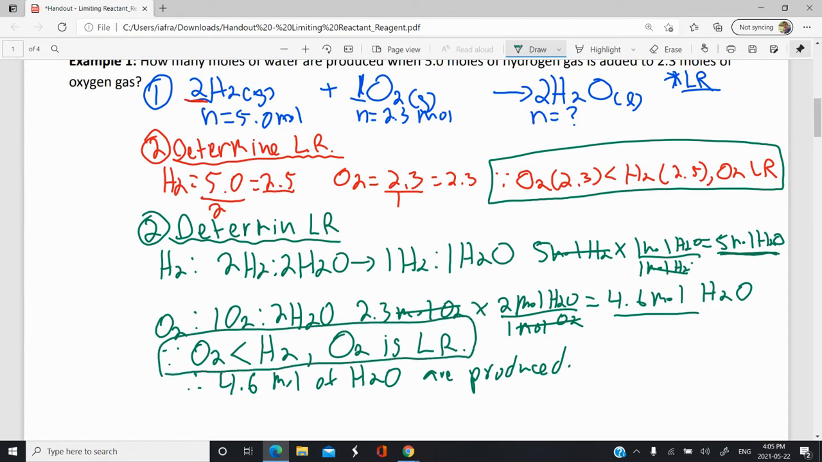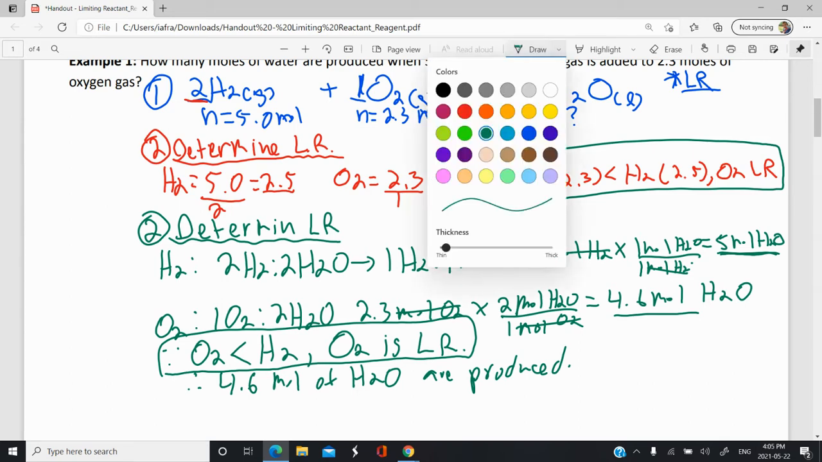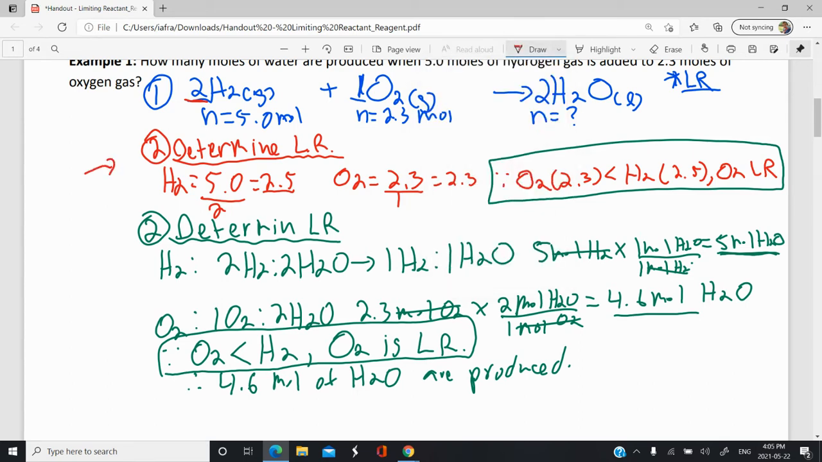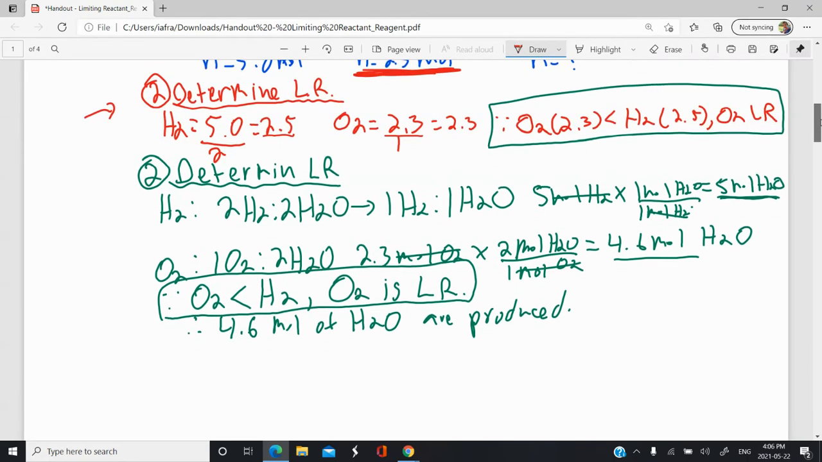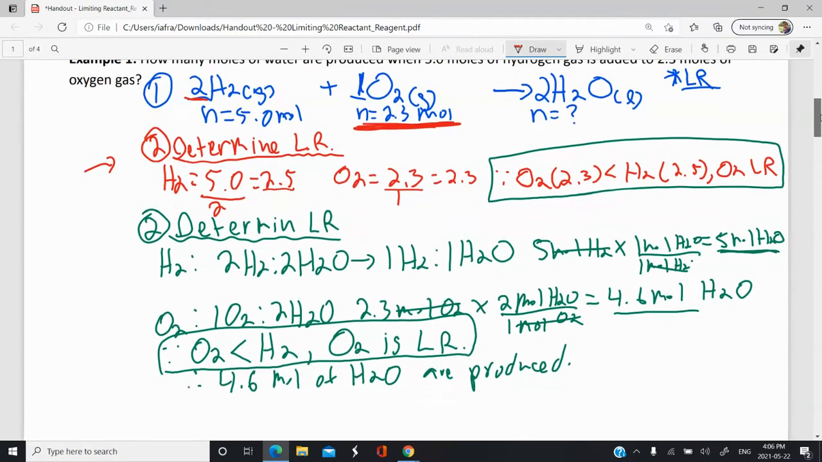Now, if I chose to do the red method over here, method 1, what you would have done with the O2 as the LR is you would have then taken your 2.3 moles here, and you would have done a mole ratio to find your moles of H2O produced, and you would have gotten the same answer. So I'm just going to show you that. I'll just go ahead and do it, and then we'll do step 3. I'll just erase everything and do method 3 after, sorry.